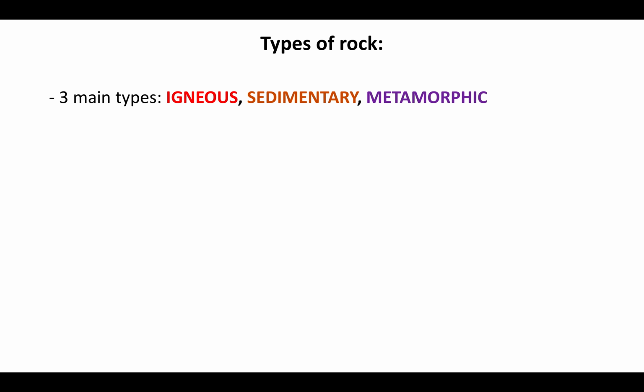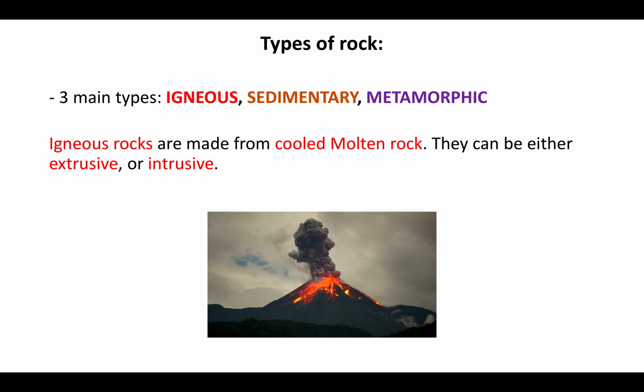Now, moving on to the more general stuff, there are three main types of rock, and that is igneous, sedimentary, and metamorphic. So, igneous rocks are made from cooled molten rock, and they can either be extrusive, which is where they've been exposed to the surface through a volcanic eruption or something like that, or intrusive, where they've cooled and solidified, so turned into rock, underneath the surface.